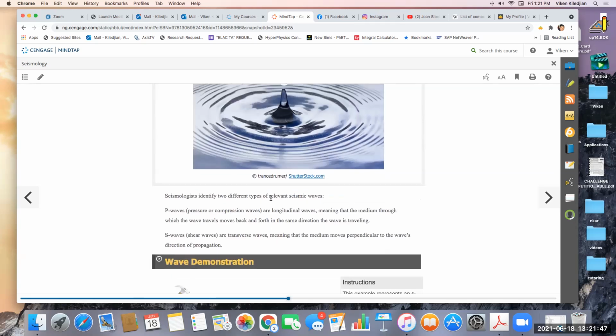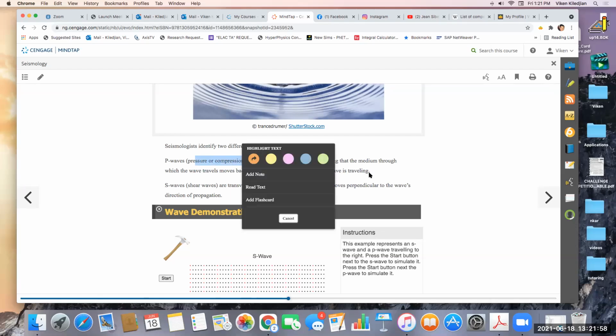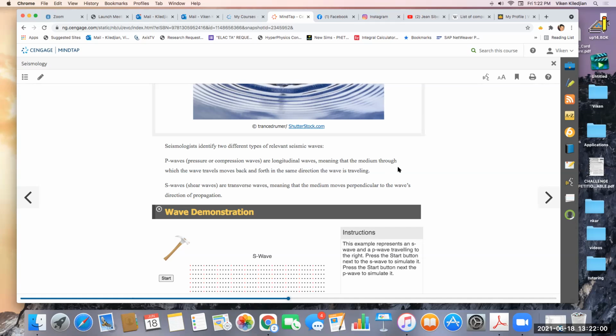Seismologists identify two different types of relevant seismic waves. P waves, pressure or compression waves, are longitudinal waves, meaning that the medium through which the wave travels moves back and forth in the same direction that the wave is traveling.